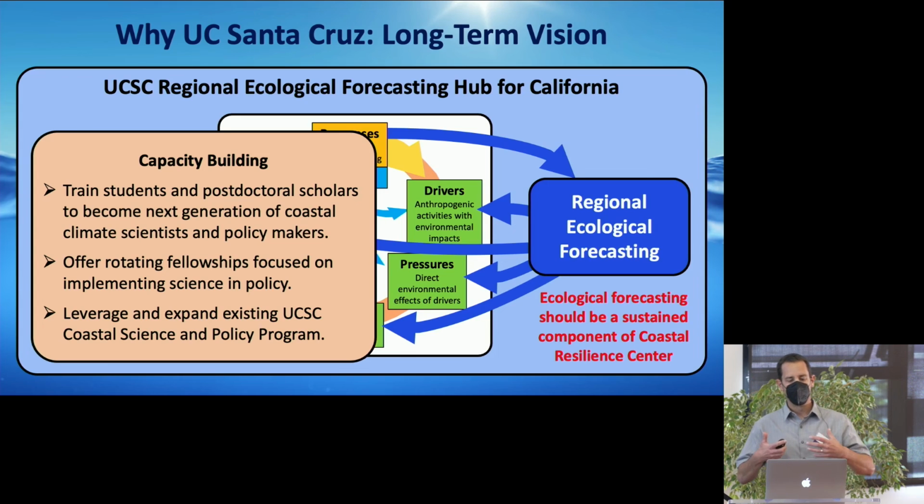And then the final point is that we could actually build a hub on ecological forecasting here, and that would improve capacity building, that would allow us to recruit students that can be the next generation of coastal climate scientists and policymakers. We could offer fellowships that are at the boundaries of the social sciences, economics, and science. And also, I think we can leverage an expanding, my time is up, the coastal science and policy program here at UCSC that has been doing a tremendous job bridging that gap between science and policy. Thank you very much.